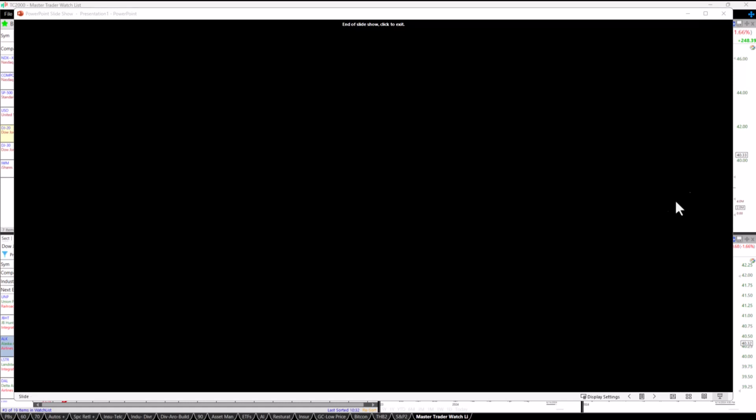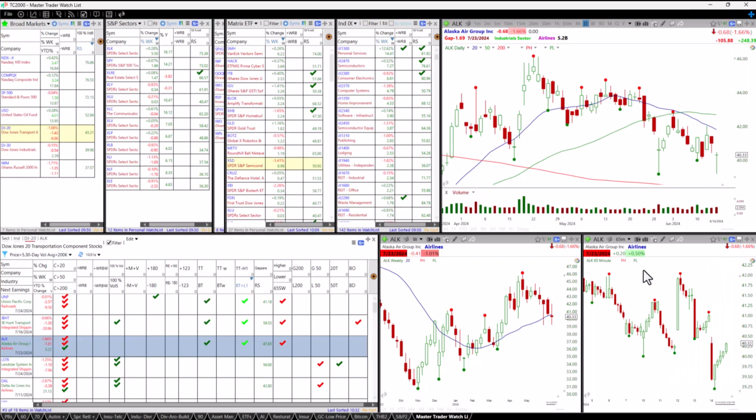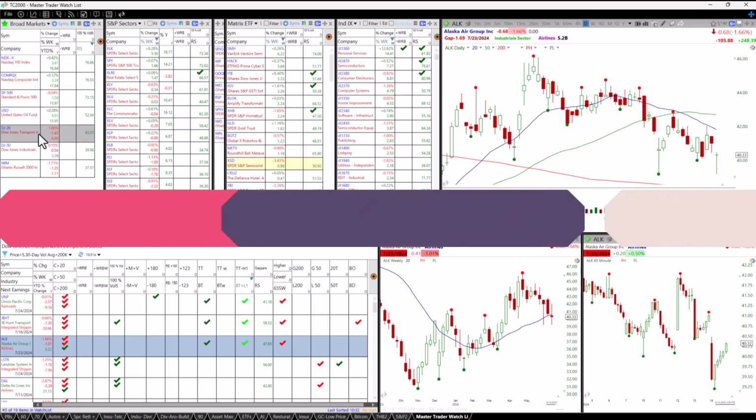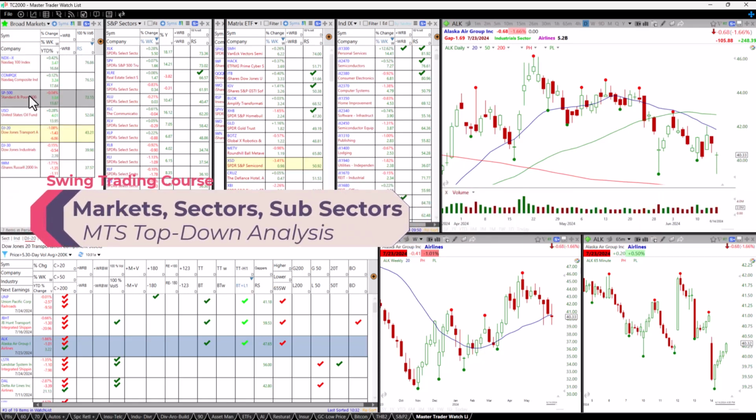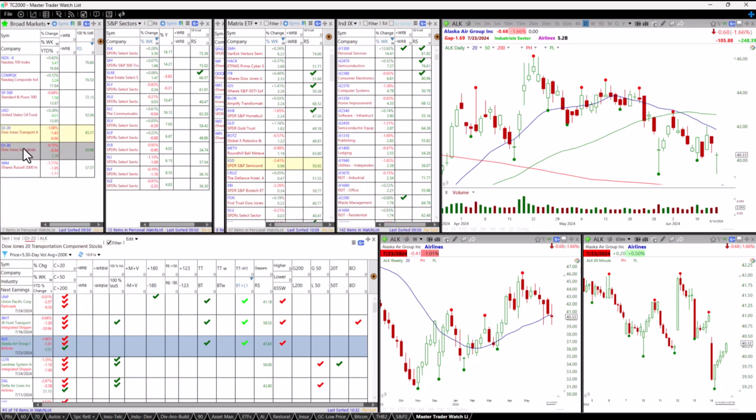So let's take a look at some scans. Now, how are we going to find these? Well, I use this layout, what I call a top-down approach. The broader markets are on the upper left here: S&P 500, of course, NASDAQ 100, semiconductors, the transports, the industrials, the Russell. As we click any of these, it'll load the stocks in this window down here, where you can see I've got different criteria to look for within them.